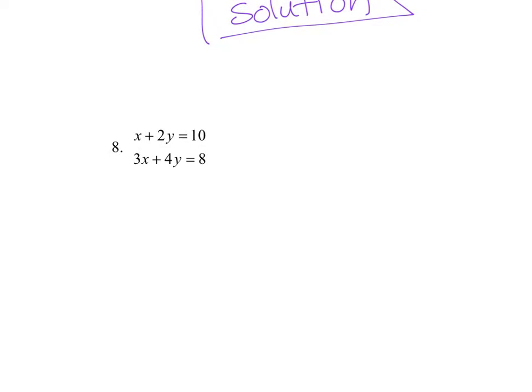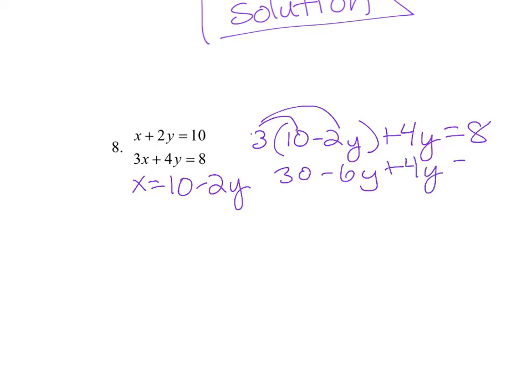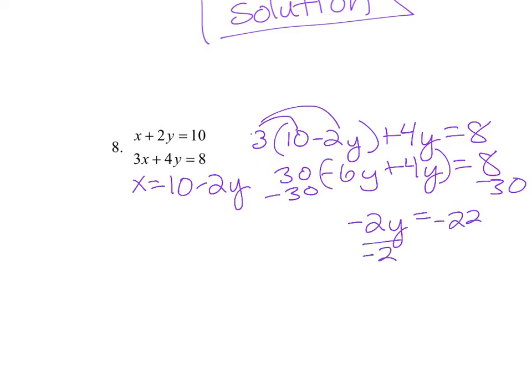All right, let's look at this one. Well, looks like we can solve for the x. So we have x equals 10 minus 2y. Plug it in. 3 times (10 minus 2y) plus 4y equals 8. So I distribute. 30 minus 6y plus 4y equals 8. Okay, I'm going to put those two together, and I'm going to subtract the 30. Negative 6y and a positive 4y leaves me with negative 2y. And now I have 8 minus 30 gives me a negative 22. I divide both sides by negative 2. y is equal to 11.